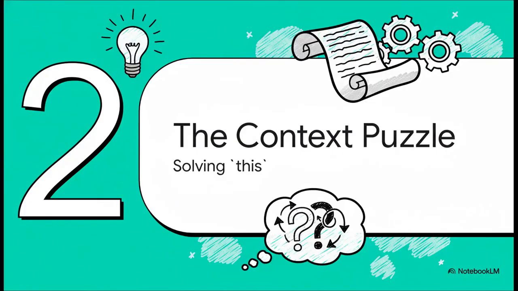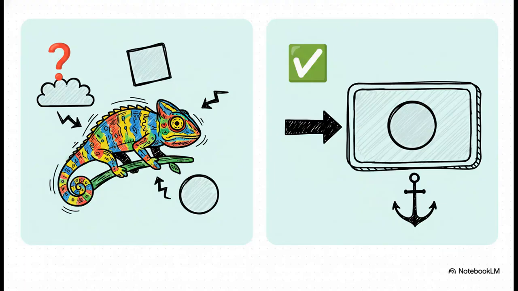Moving on to section 2, the context puzzle. This is where we solve the mystery of the this keyword. And here is the absolute game changer. In a regular function, the this keyword is, well, a bit of a shapeshifter. Its value depends entirely on how the function is called, which can lead to some really frustrating bugs. But with an arrow function, it's predictable. It doesn't have its own this at all. It just inherits it from the code around it. That means this is always what you think it is. No surprises, just reliable code.